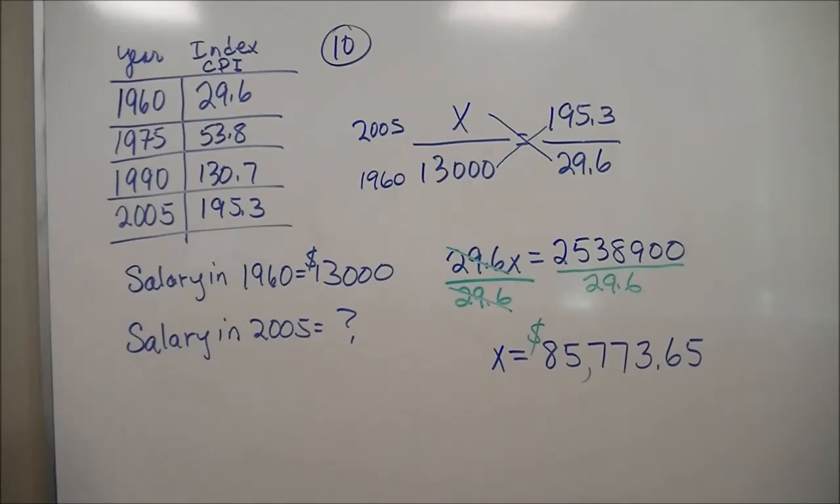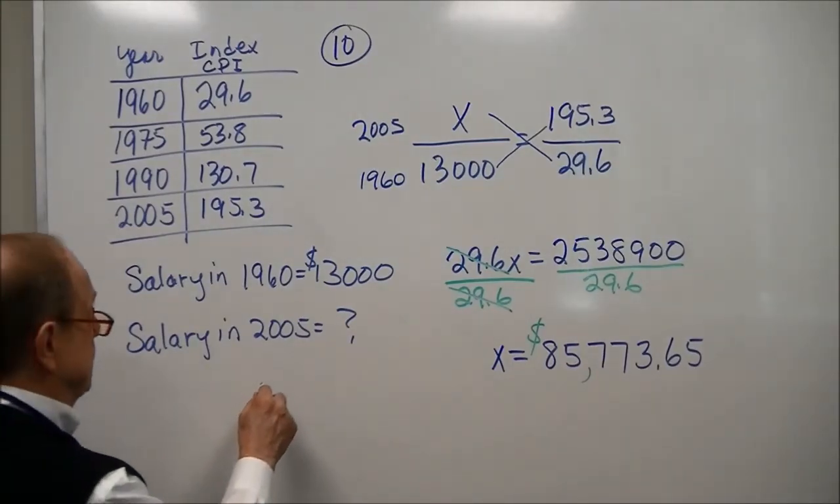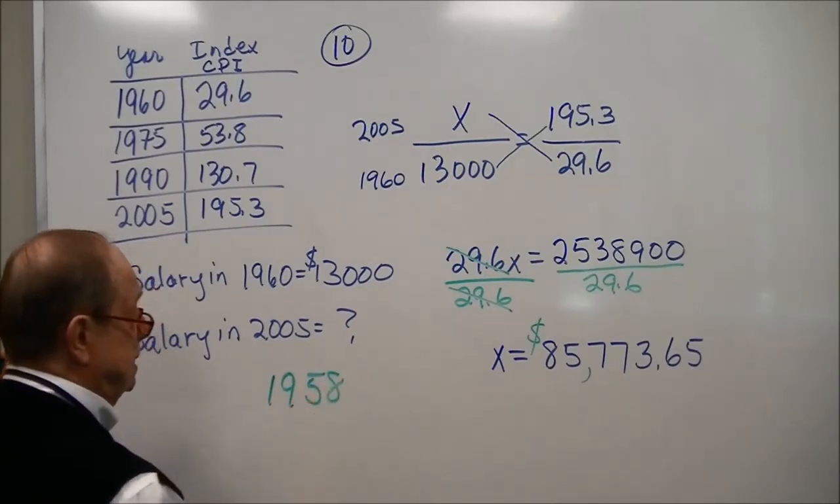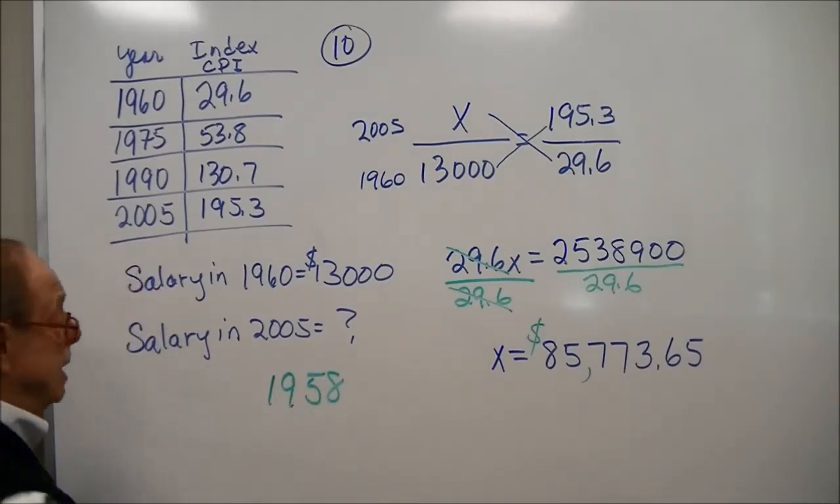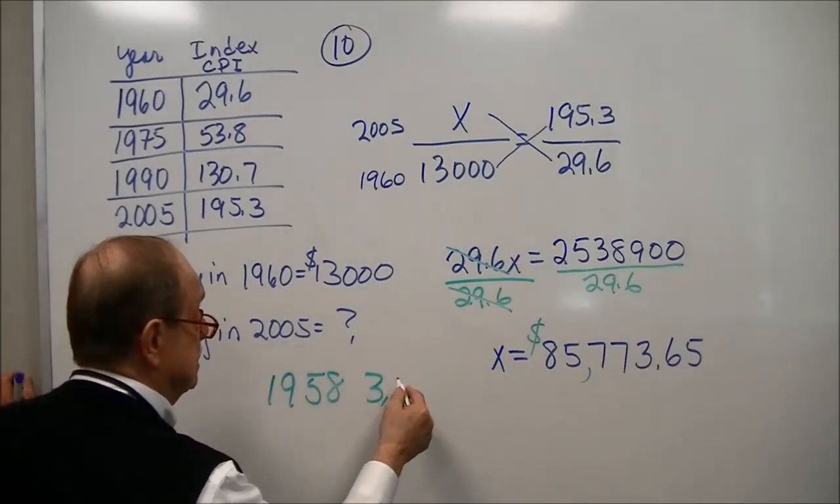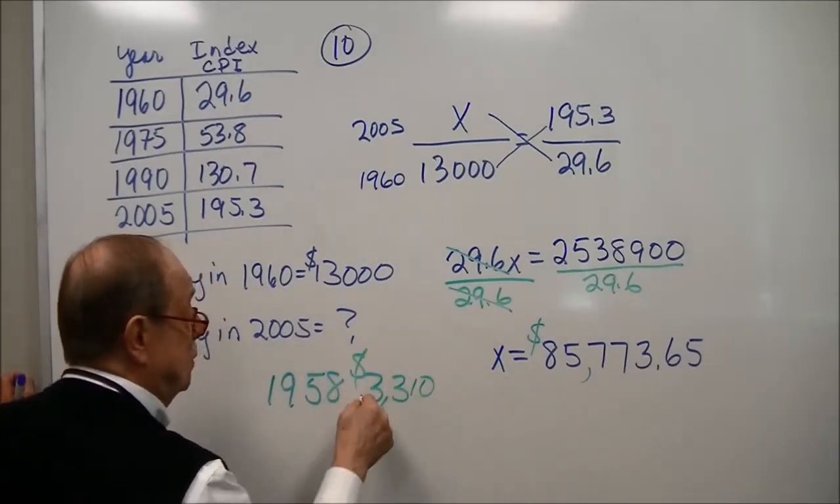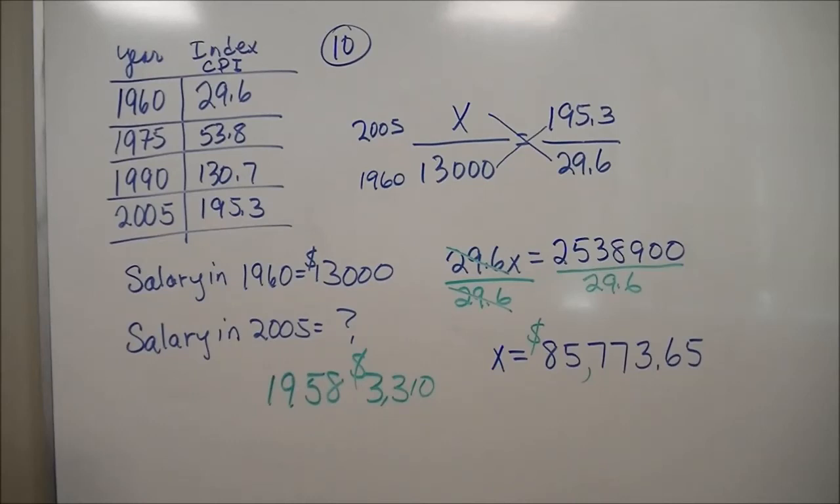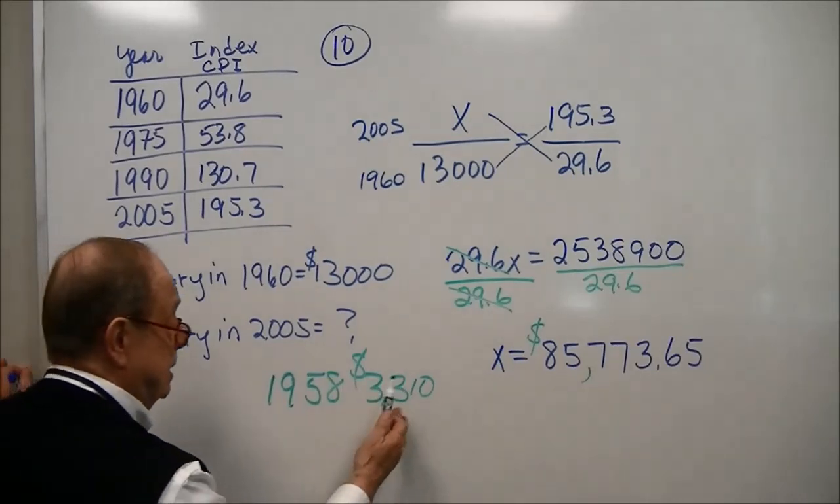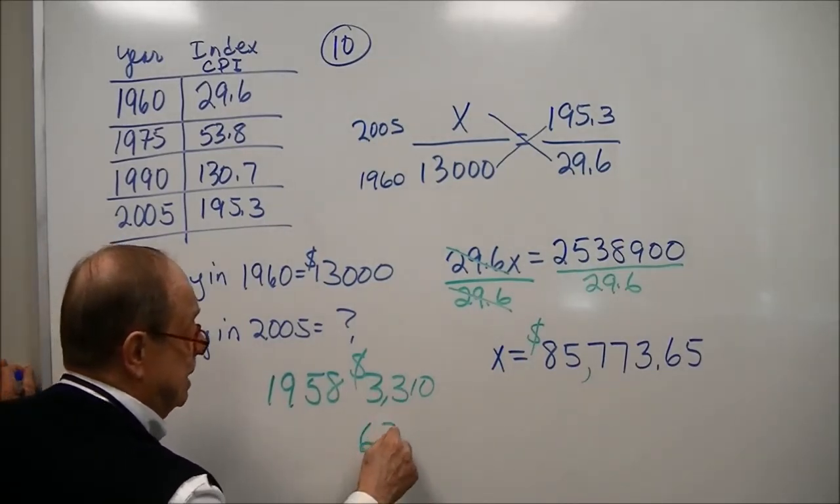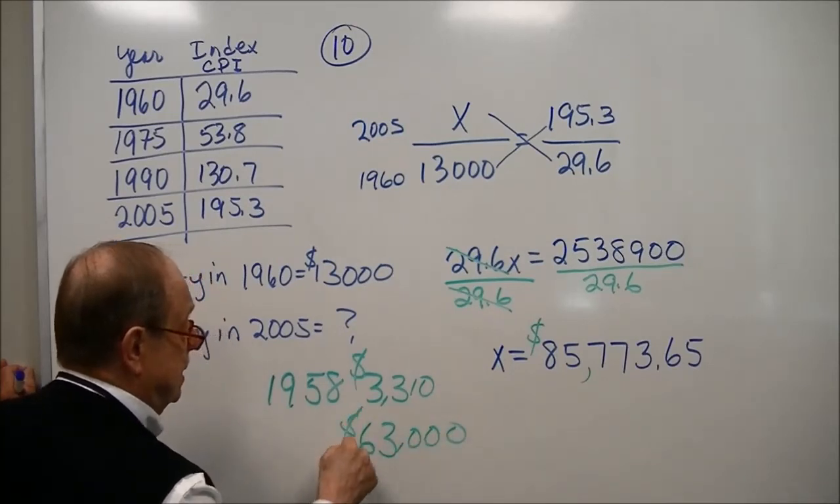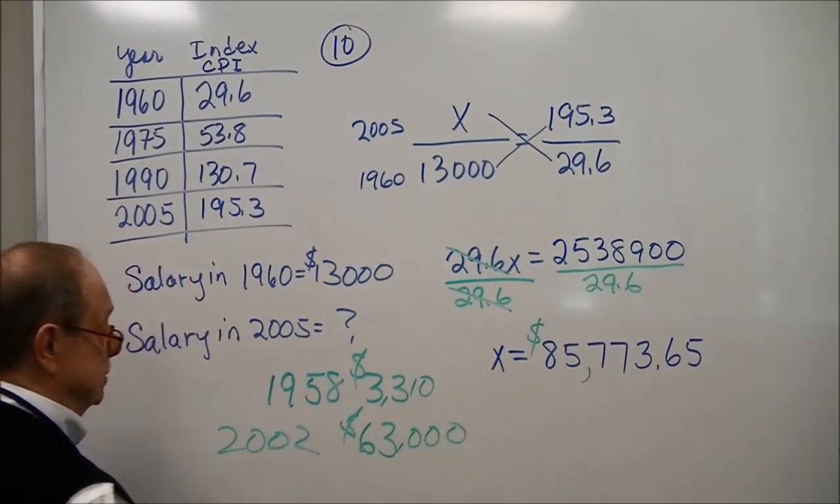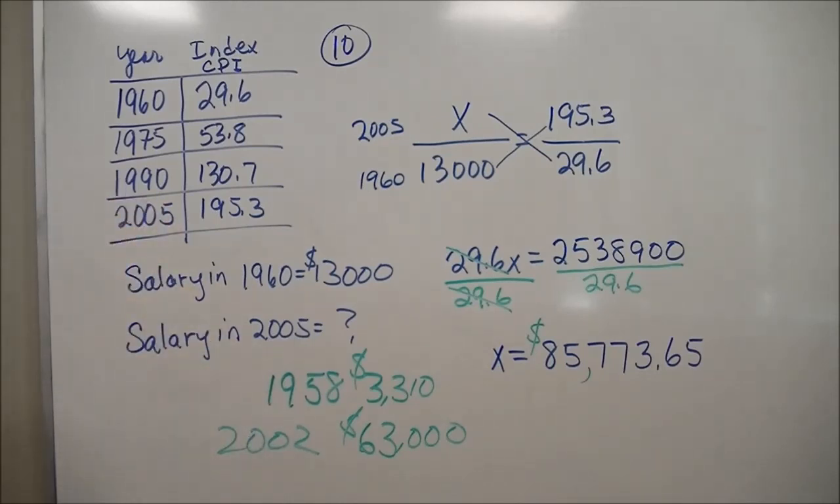I remember when I started to teach back in 1958, my starting salary was like $3,310 for the whole year. And by the time I left teaching, you know, I was making many more. I think my final salary was $63,000 in 2002. And I'm assuming that sort of kept pace with what I was doing.